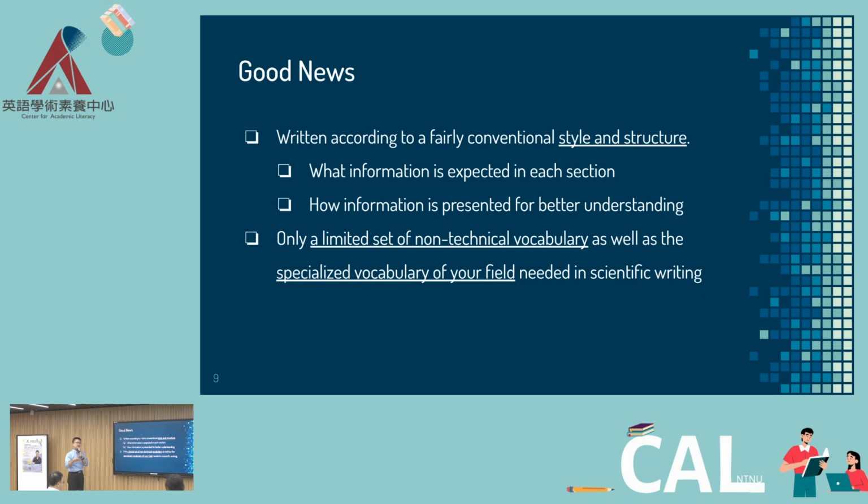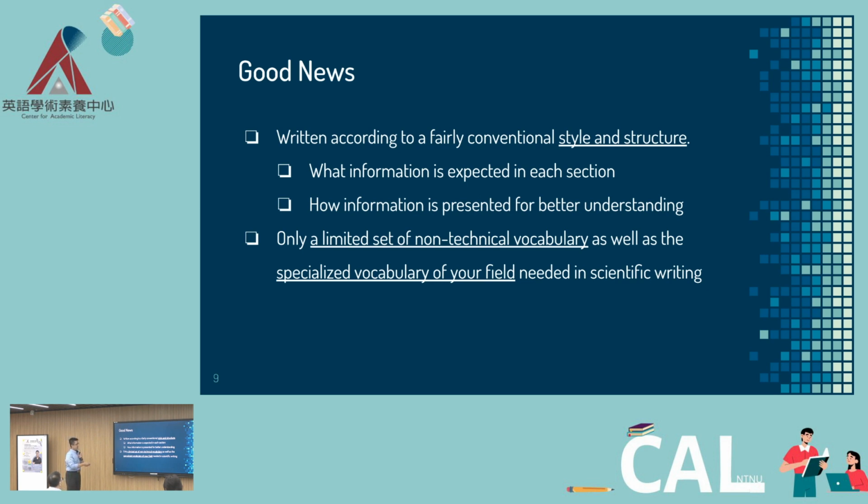So we have different sections. In each section, the audience will expect what information should be included. And the second one is how information is presented. So the information is there, how you structure it in a logical way so that people can understand you, can get persuaded. So how information is presented for better understanding.